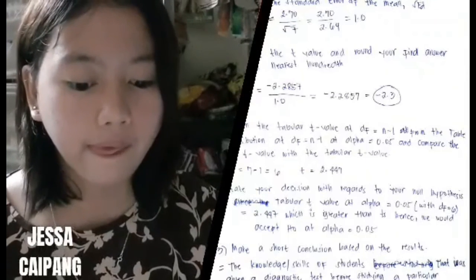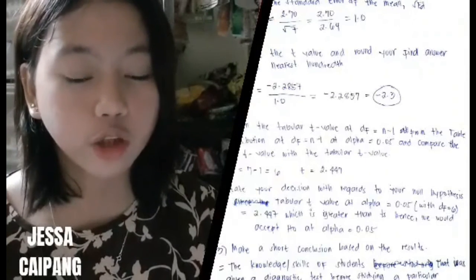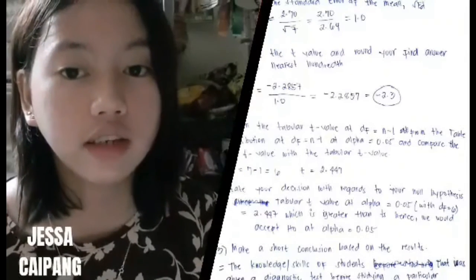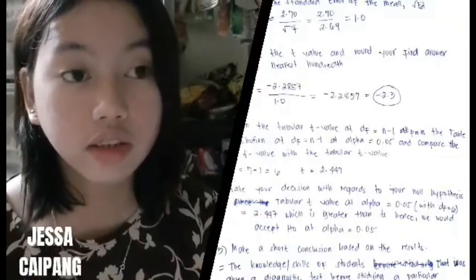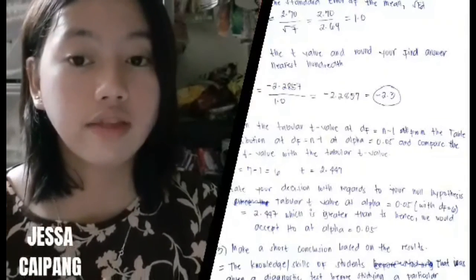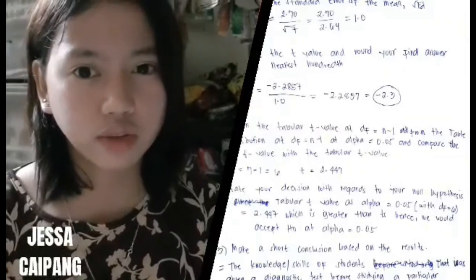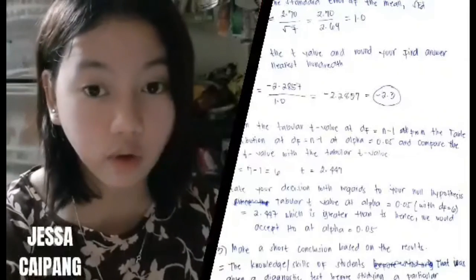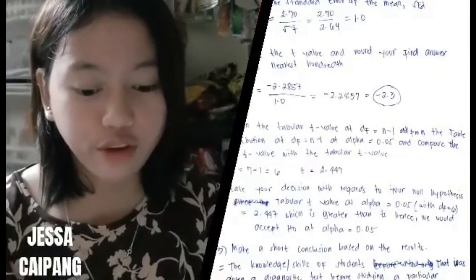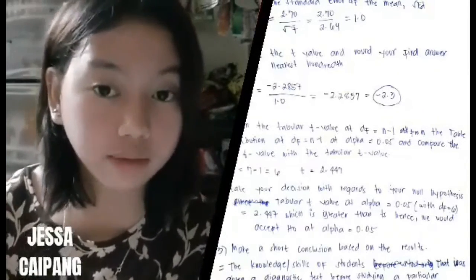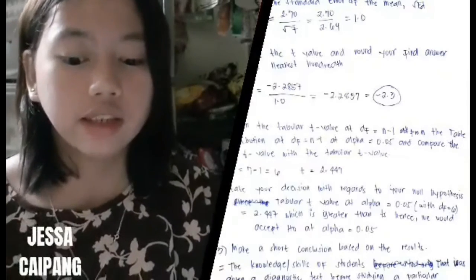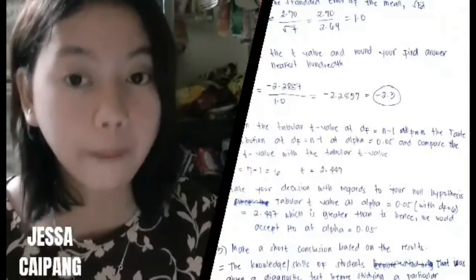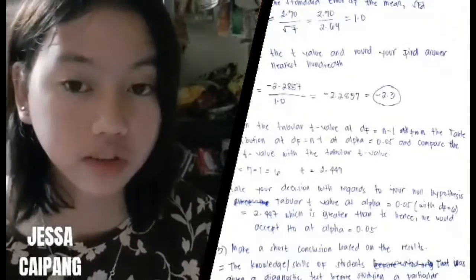So what we get is 2.447. That is what is in the t distribution. With df 6 and alpha 0.05, the value is 2.447. Next is state your decision with regards to your null hypothesis. We decide whether to reject the null hypothesis or accept it.